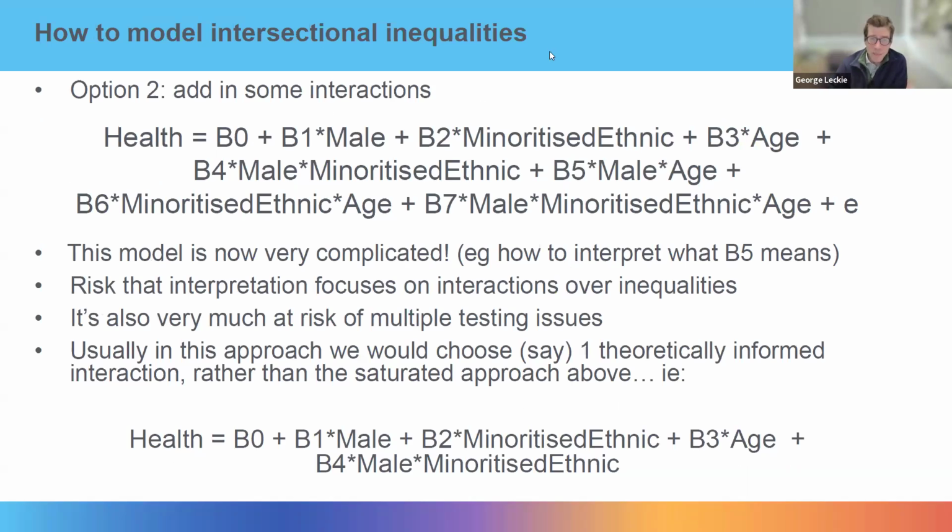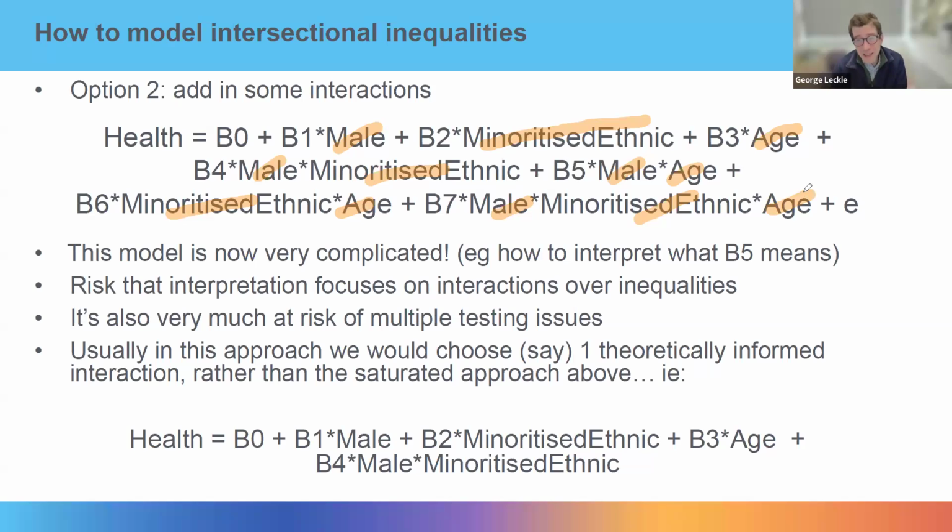Now, in our previous equation, we have three social identities. So my three social identities were gender, ethnicity, and age. With three variables, you need to put in the different interactions. You've got the two-way interaction between gender and ethnicity. You've got the two-way interaction between gender and age, and then you've got the two-way interaction between ethnicity and age, and then finally you've got the three-way interaction between gender, ethnicity, and age.